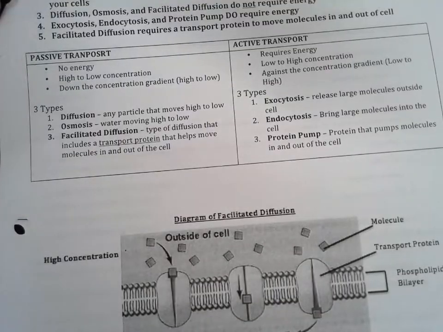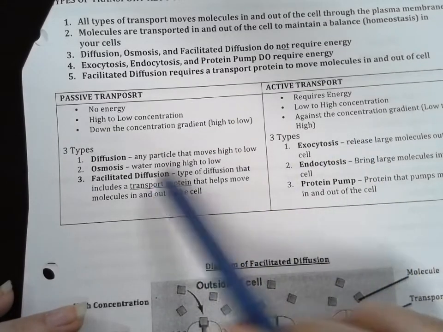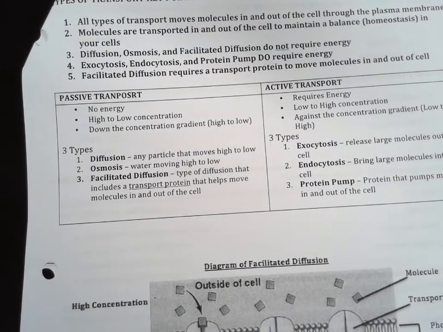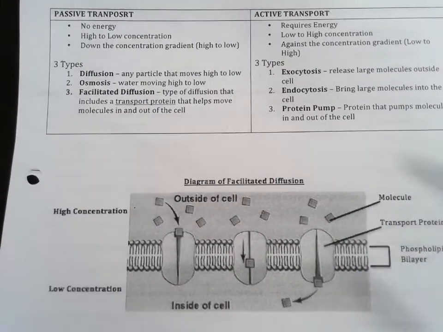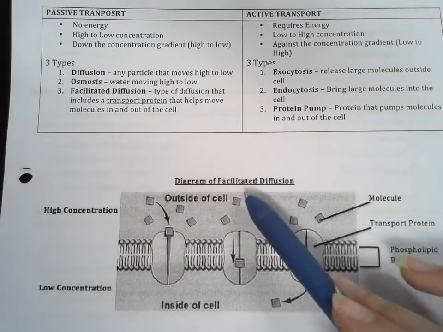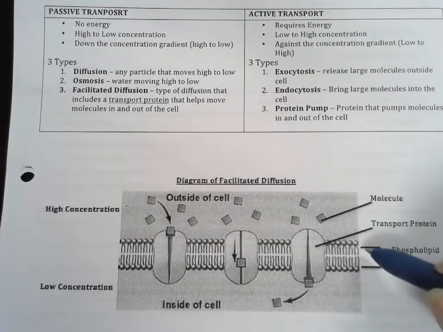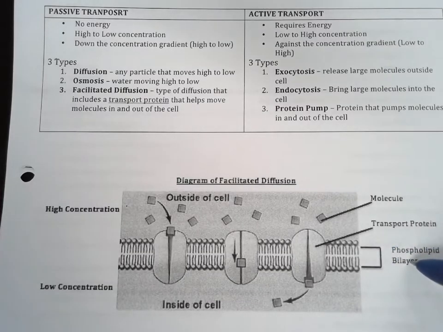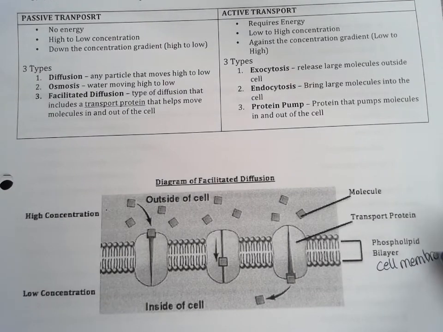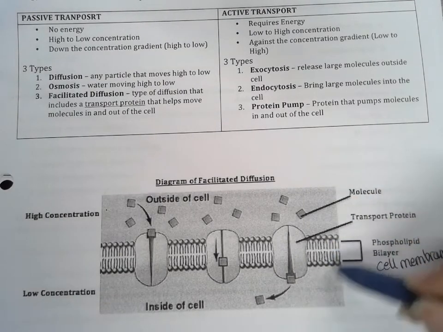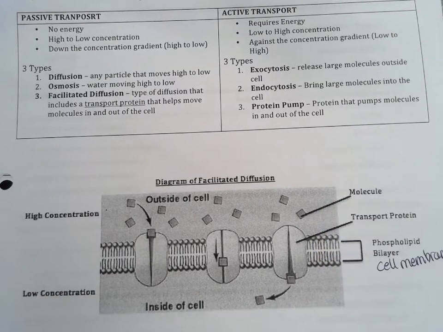All right, so we're going to review types of transport. Remember, there are two overall types of transport, passive and active. All types of transport refer to the movement of molecules across a cell membrane. So in my diagram, which is showing facilitated diffusion, a type of passive transport, I see that my phospholipid bilayer, which is my cell membrane, is noted here. The cell membrane separates the cell from its environment.